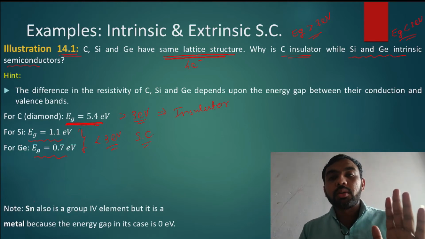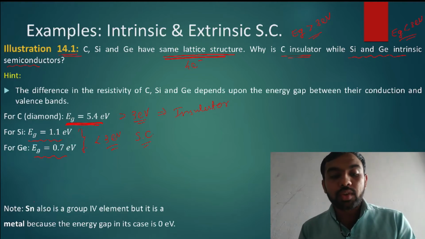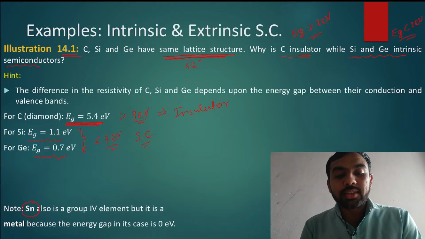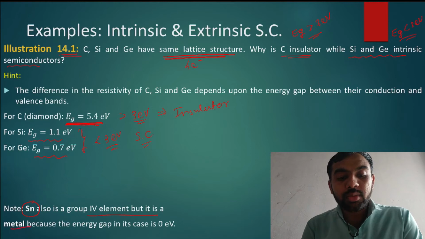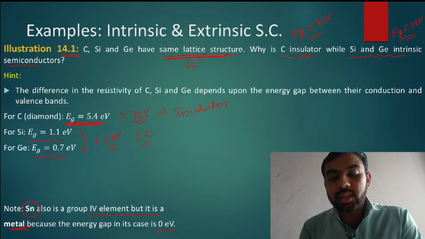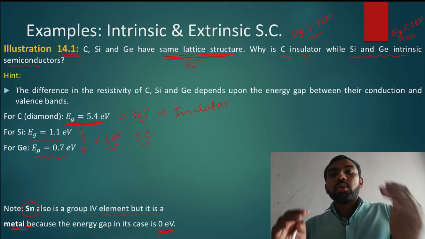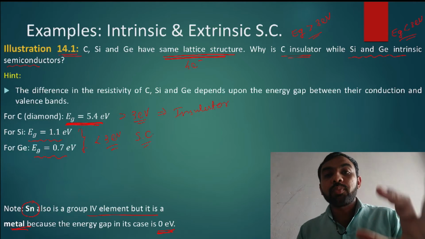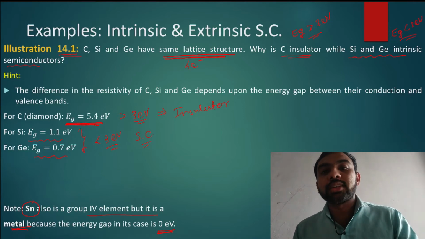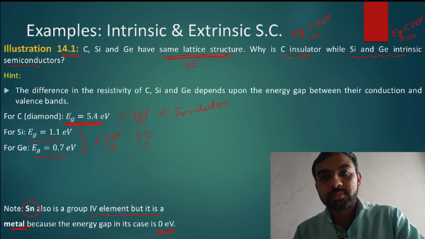Another atom in the fourth group is Sn. Sn is also in the fourth elemental group, but it is considered a metal. Why? Because its energy gap is 0 eV. It means the conduction band and valence band overlap each other in the case of Sn. All of you must note this example in your books. After that we will go to the next example. Okay, note it.